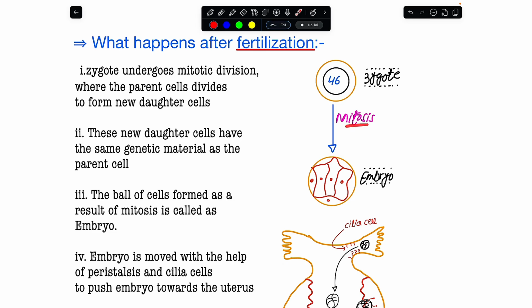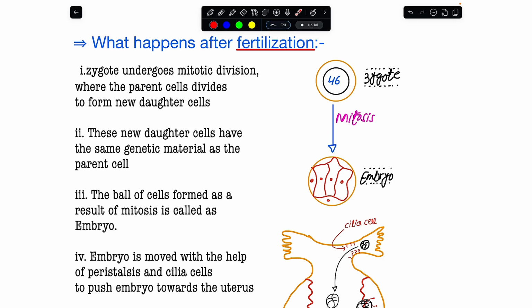And when mitosis happens, this zygote that we have got would make two daughter cells, and those two daughter cells would make two other daughter cells. And in that way, we would make a ball of cells out of it. And that ball of cells that we are making out of the mitotic divisions, this is what we call the embryo.